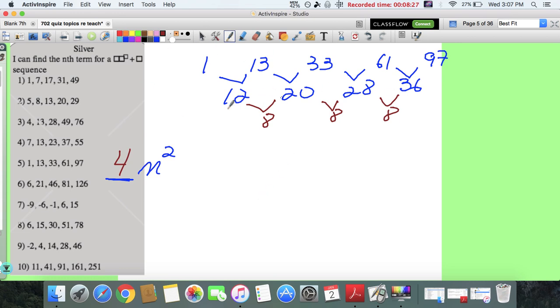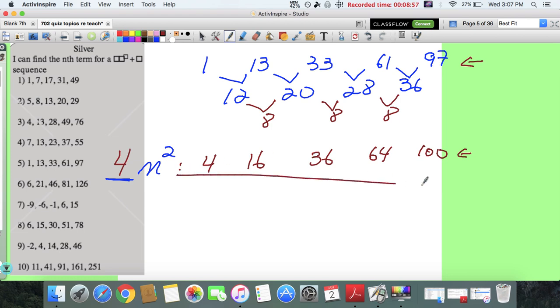So this is made up of a 4n squared sequence. When n equals 1, it's 1 squared times 4, which is 4. n equals 2 is 2 squared, which is 4, times 4 is 16. 3 squared is 9, times 4 is 36. 4 squared is 16, times 4 is 64. 5 squared is 25, and 25 times 4 is 100. So let's subtract these two. 1 minus 4 is negative 3, negative 3, negative 3, negative 3, negative 3, right? If you subtract that line minus this, you get that. So they're all the same, you can stop.